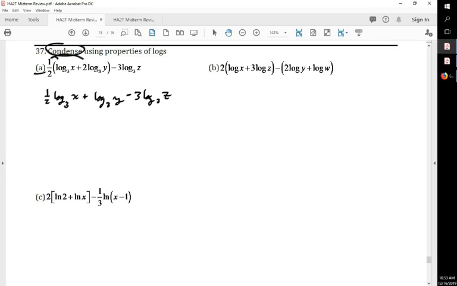Now because we're condensing, your goal is to write everything down to 1 log. So right now we have 3 logs, and we don't want that. We want just 1 log. So the first thing you have to do is get rid of all the coefficients in front of the log. So I'm going to rewrite this to say log base 3 of x raised to the 1/2. This one doesn't change because it has no coefficient.